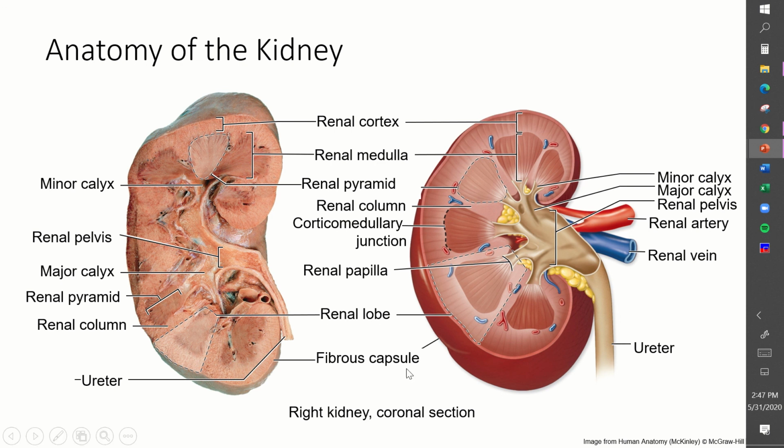So here's what it looks like in a real kidney. This one's from a cadaver. You can see each of these little pyramids in the medulla. You can see the difference between the cortex and the medulla, okay? And then you can see the little papilla, the calyces, the major calyces, and then the pelvis.